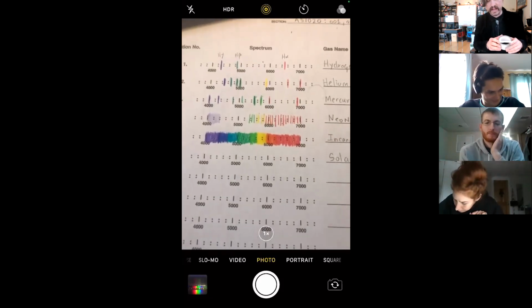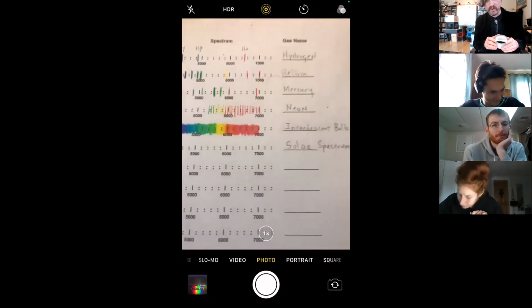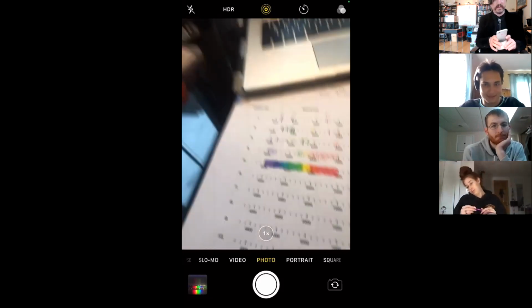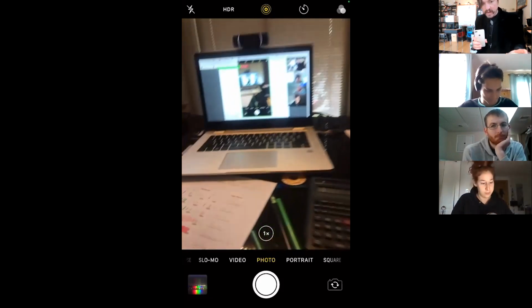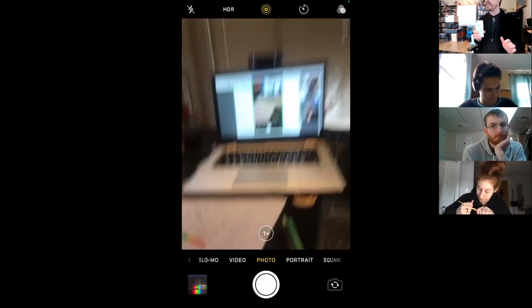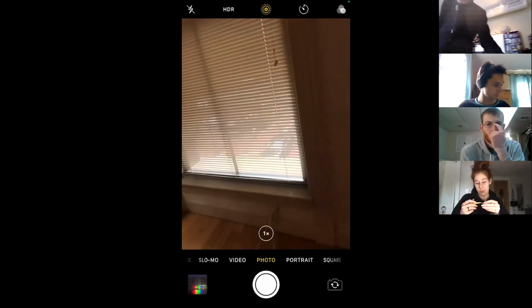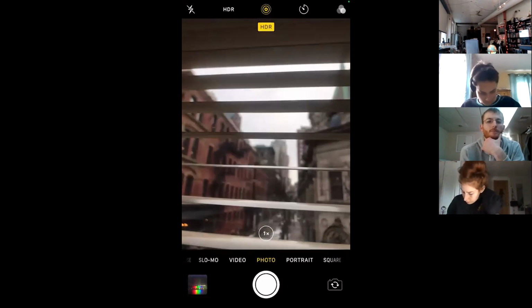Okay, so this is what we got so far. We got one more to do, which is the solar spectrum. Now, you might think that I need to see the sun to see the solar spectrum. But the spectrum of the sun is actually encoded into the blue sky or the gray sky of clouds. Let's see what I'm dealing with today.